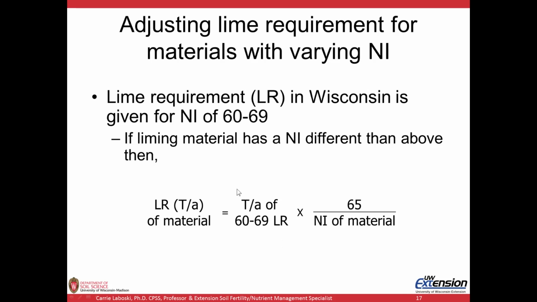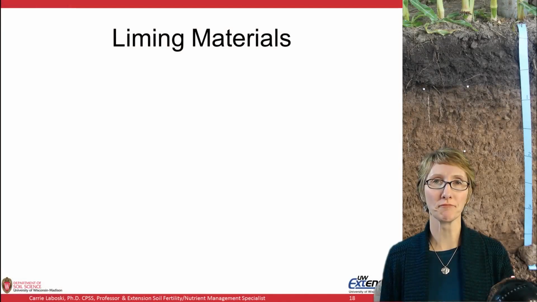So you would take the recommendation, and that's what LR is, lime requirement or lime recommendation for 60-69 lime, and multiply that by 65 and then divide by the neutralizing index of the material that you're going to use. So if it was 80-89 lime, you'd put 85 here in this equation. And that's simply to convert it, because with materials with higher neutralizing indices, you need less of them to make your change in soil pH.